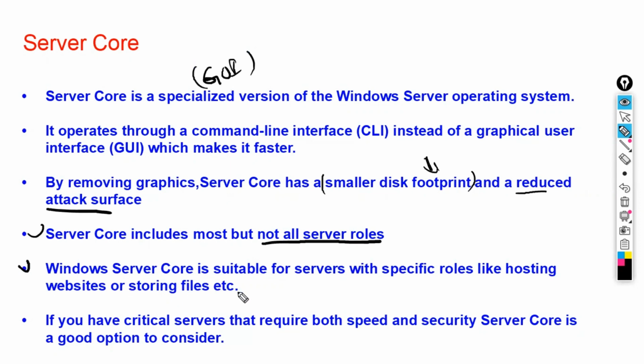Windows Server Core is suitable for servers with specific roles like hosting websites, storing files, etc. So if you have any critical server that requires both speed and security, Server Core is a good option to consider. But you can have all these options in GUI as well.